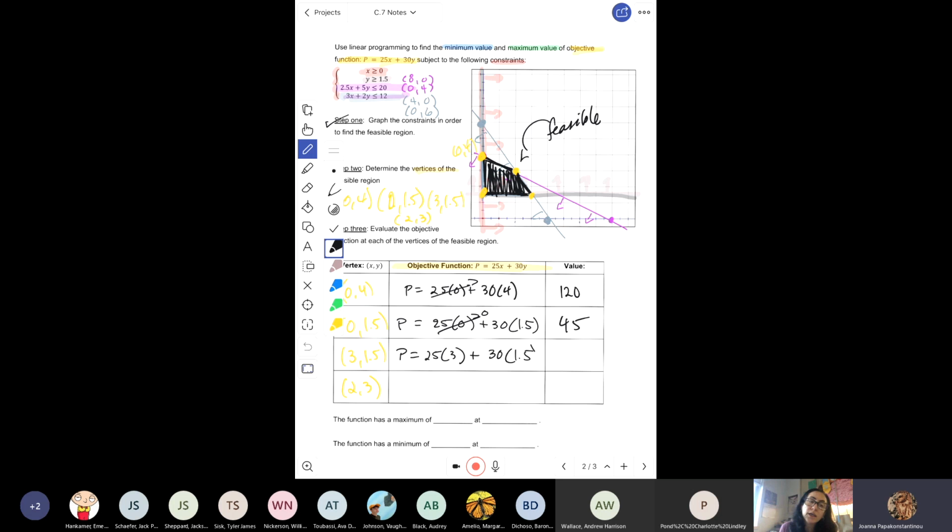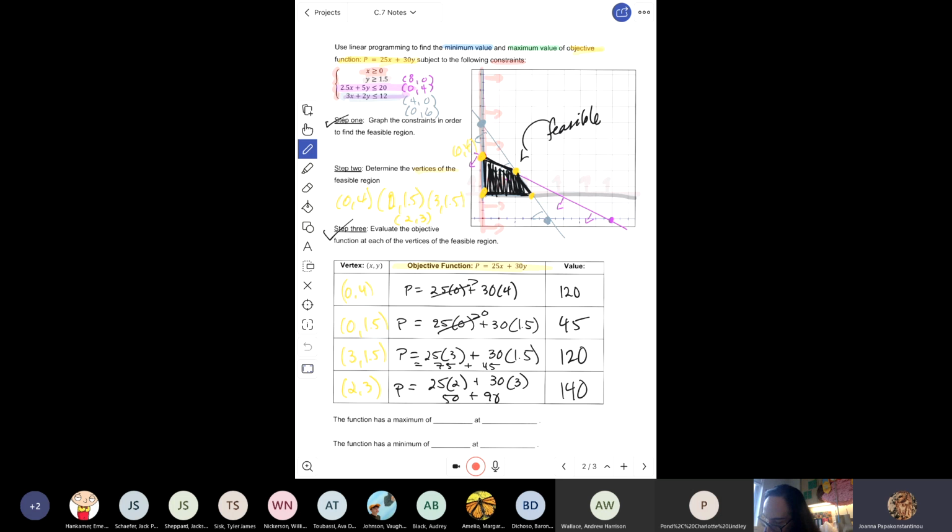Okay, a little bit more work, a little bit more arithmetic. So this is going to give me 75 plus 45. So the value of that objective function at that point is what? 120. Beautiful. And then last but not least, I evaluate the objective function at the last vertex. And I'm going to get 50 plus 90, which is going to give me what value of the objective function? 140. Beautiful.